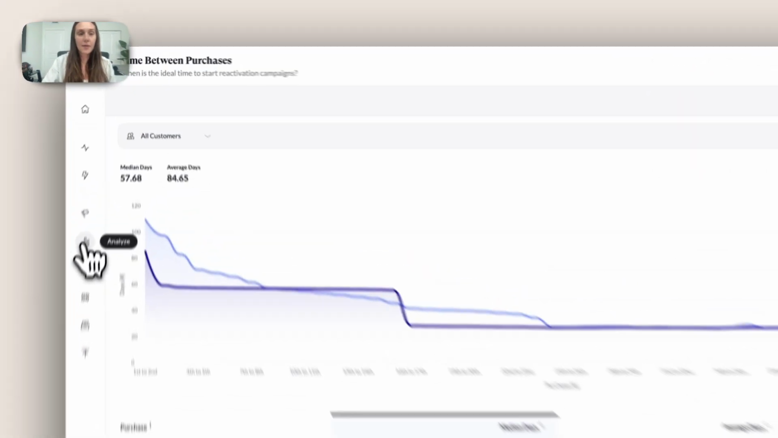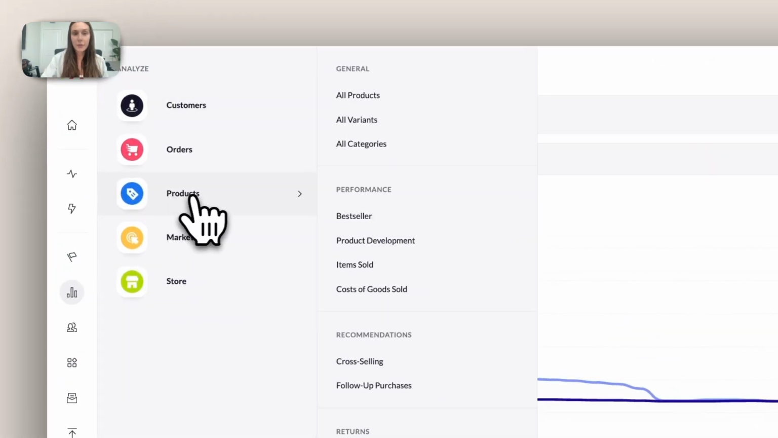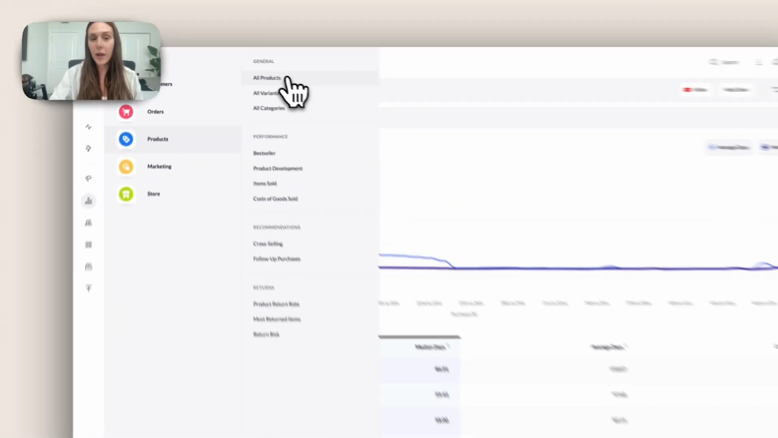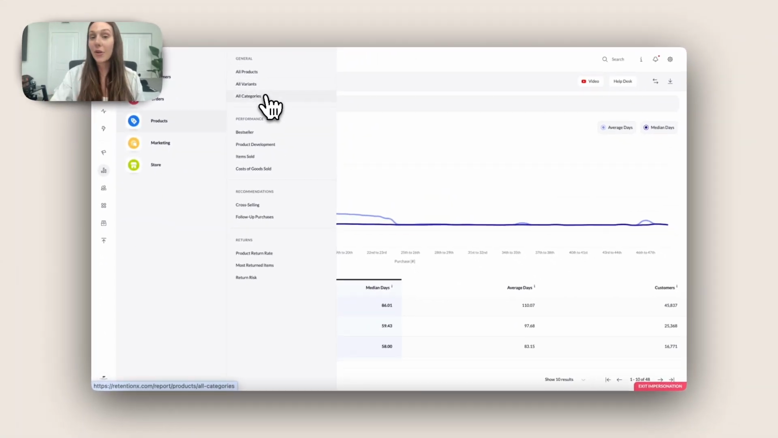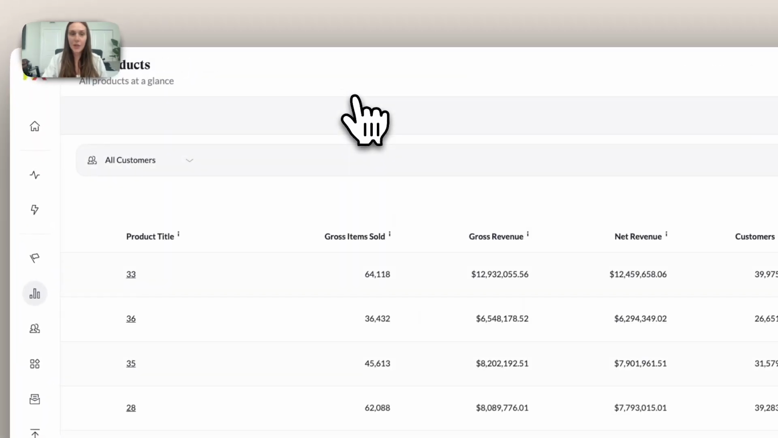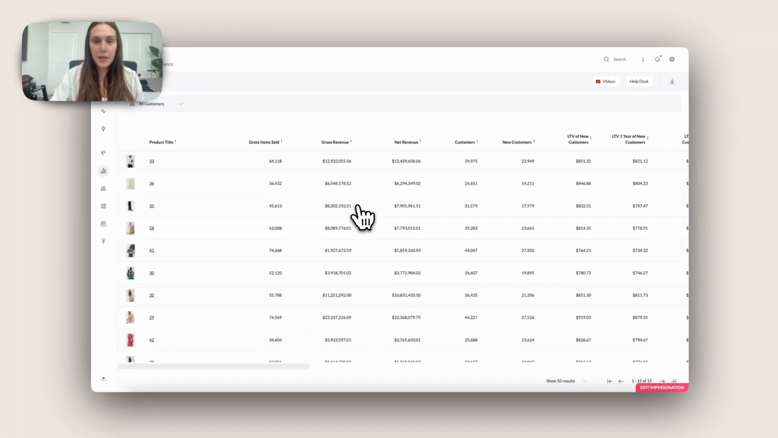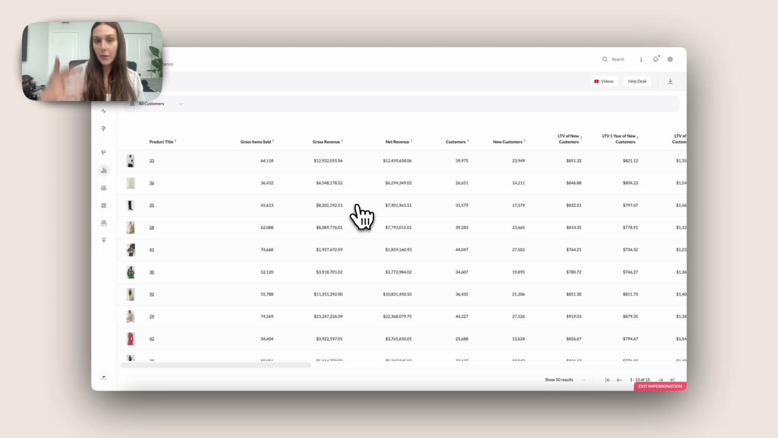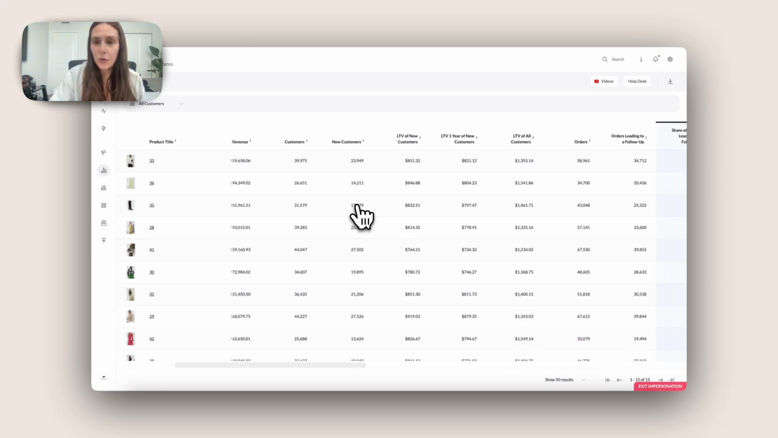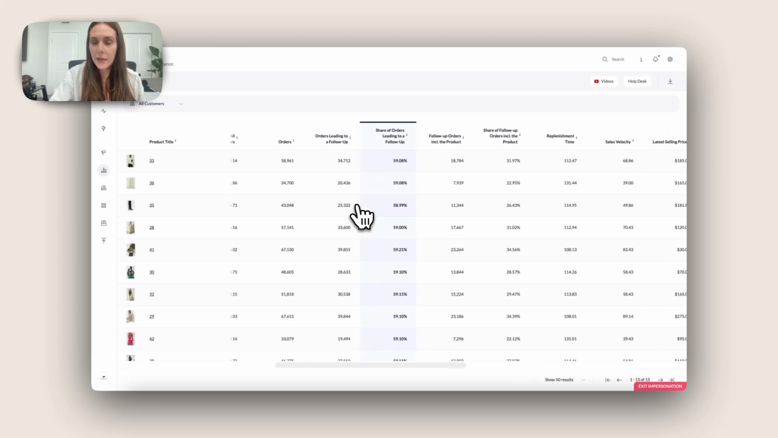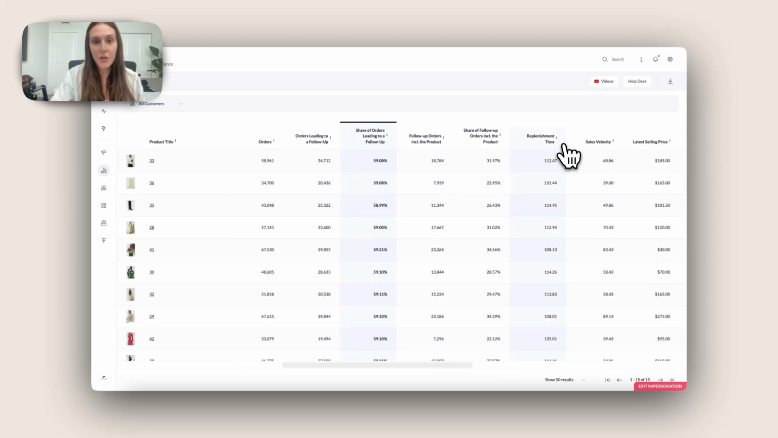But we also have a feature which can be seen under products. We can go into all products. You can look at it on a SKU level, or you can look at it on a category level as well. For this example, we'll just look at it from a product level. But in general, these are going to be all the products that are associated with your order lines. And if we scroll over, we can take a look at the replenishment time metric here.